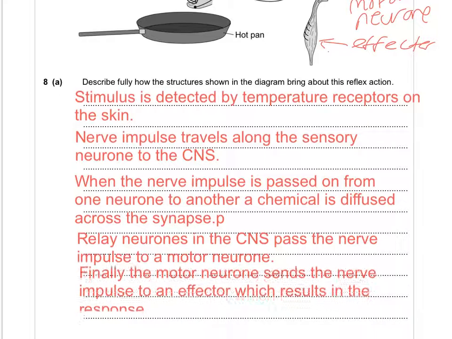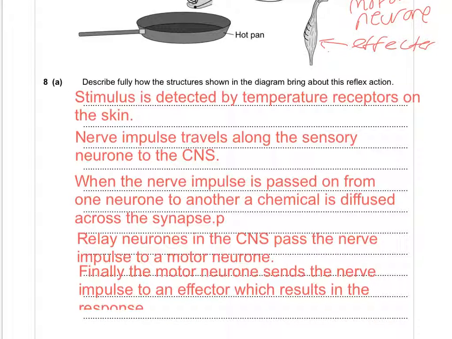Okay, those are the key things that you need to mention to get max marks, folks. So we'll start again. The stimulus is detected by temperature receptors on the skin. The nerve impulse is sent from the receptors along the sensory neuron towards the central nervous system. This actually happens by chemical messages being transferred through a synapse, so the chemicals diffuse across the synapse from one neuron to another. Relay neurons in the central nervous system pass the nerve impulse to a motor neuron. The motor neuron sends a nerve impulse to an effector, and then that results in a response.